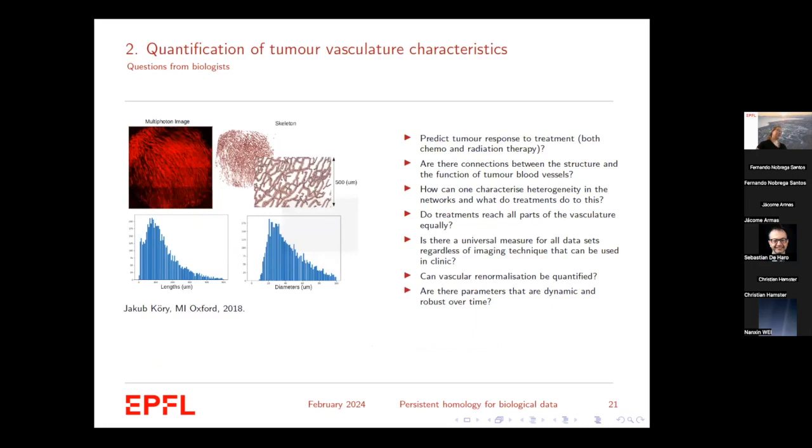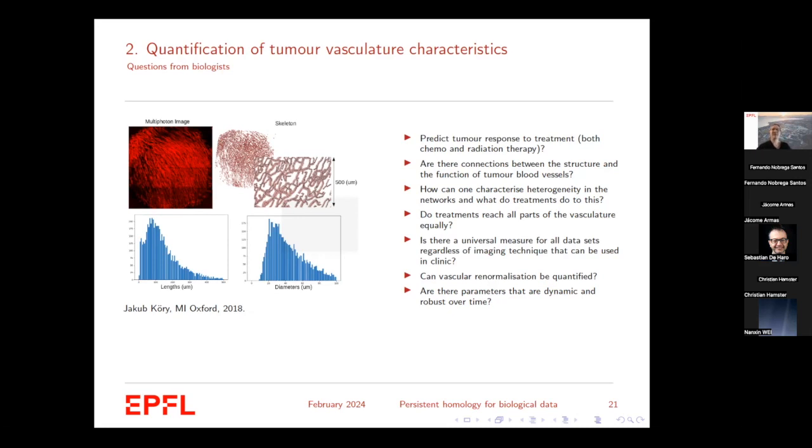Now, there are lots of questions surrounding these blood vessels coming from the biological side. Can we look at the vascular system of a tumor and use this somehow to predict its response to treatment, both chemotherapy and radiotherapy? Are there connections between the structure and the function of tumor blood vessels? Can we characterize heterogeneity in these networks and what treatments do to this? Do treatments reach all parts of the vasculature equally, or are some parts reached and others not? And is there a universal measure for all data sets, regardless of imaging technique, because each lab or hospital will have a different imaging technique?